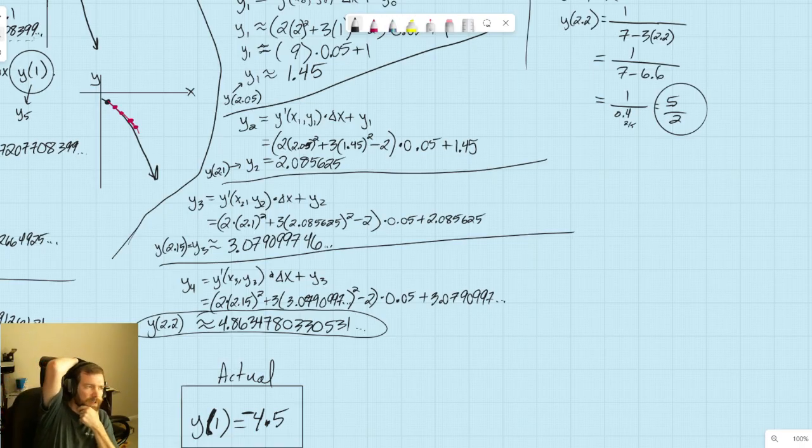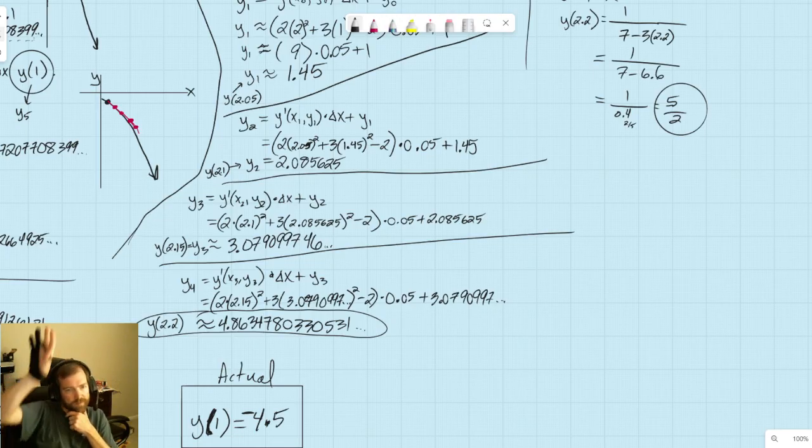So singular point at 7/3, which is 2.3 repeated. Okay, yeah. So our second derivative really got big. Pretty close to 2. So yeah.